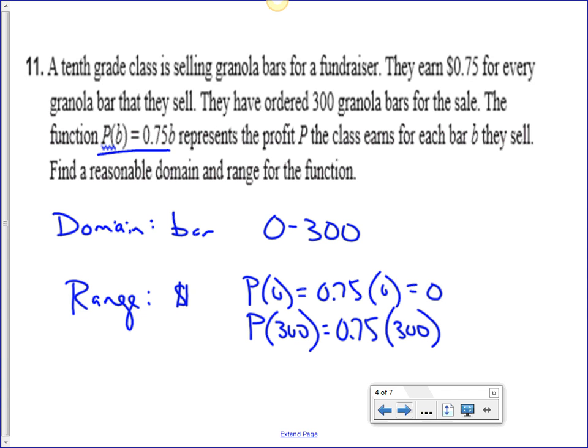Let me grab a calculator quick. 300 times 0.75 is $225. So a reasonable domain would be 0 to 300. A range would be 0 to $225. Okay.